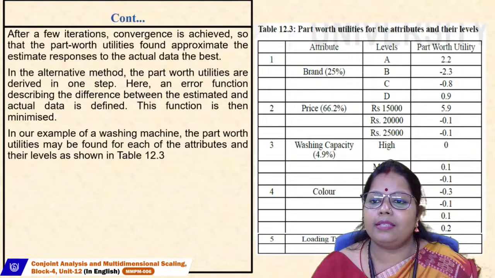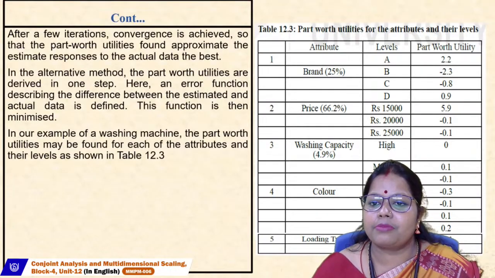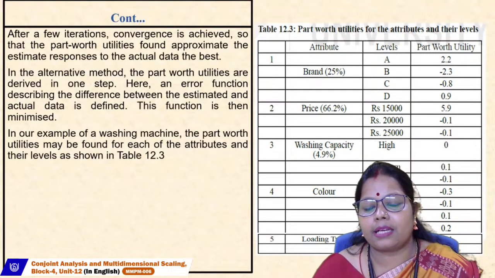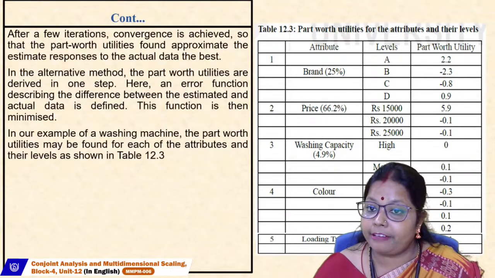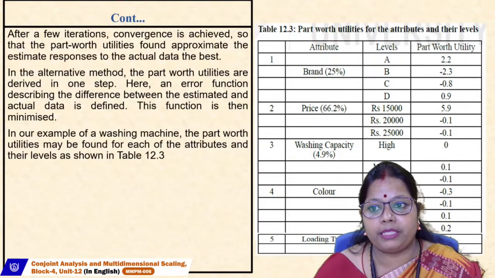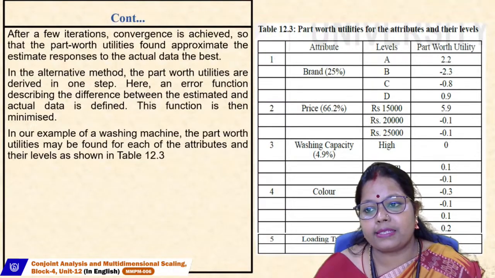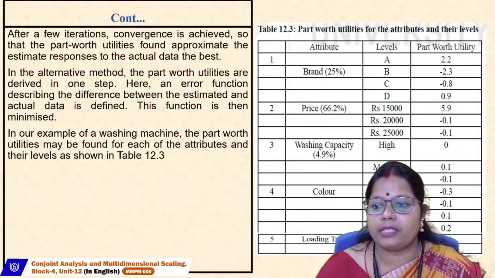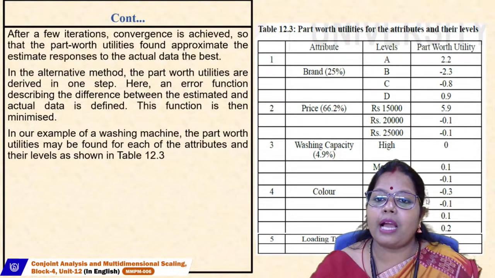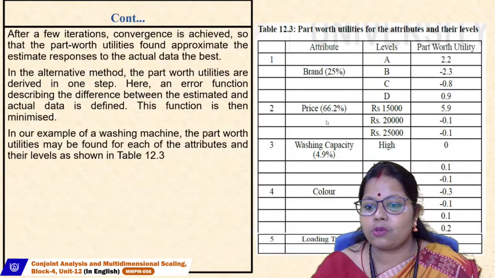The attribute is brand, that is 25%, and the levels for different brands are A, B, C, D, 4 brands, and it is calculated. The part worth utility can be seen here. For level A it is 2.2, but for level B it is negative, 2.3, and for C also it is negative, 0.8, whereas in case of D it is 0.9. So we have some negative values in this table, for the attribute price also.